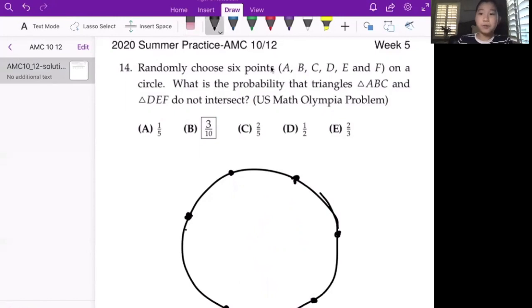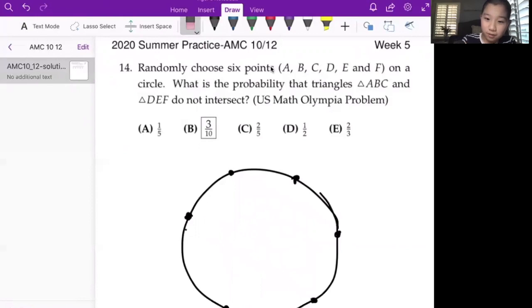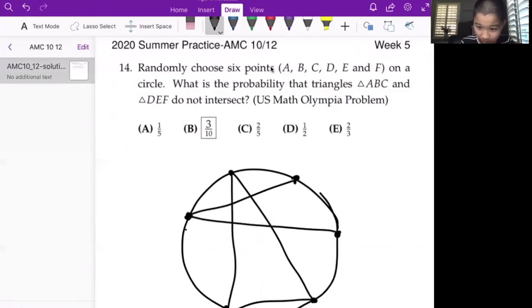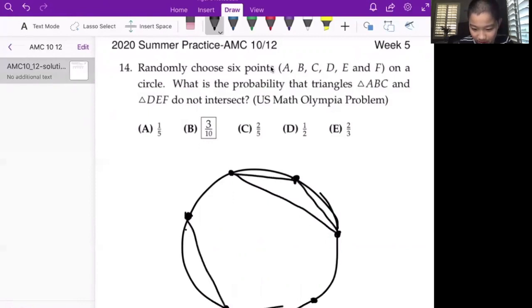So let's draw a few triangles. We can have this triangle and then this triangle. Those intersect. Or we can also have this triangle and this triangle. Those also intersect. Let's try to not make them intersect. Well, this time the only way to do it is to put one triangle on one side and the other one on the other side.